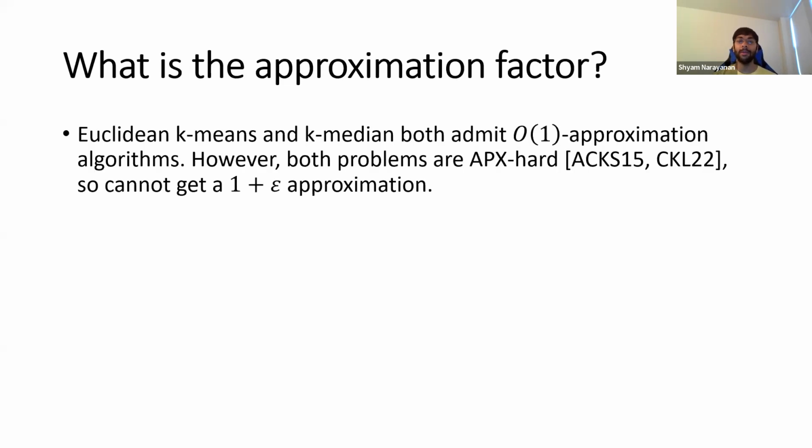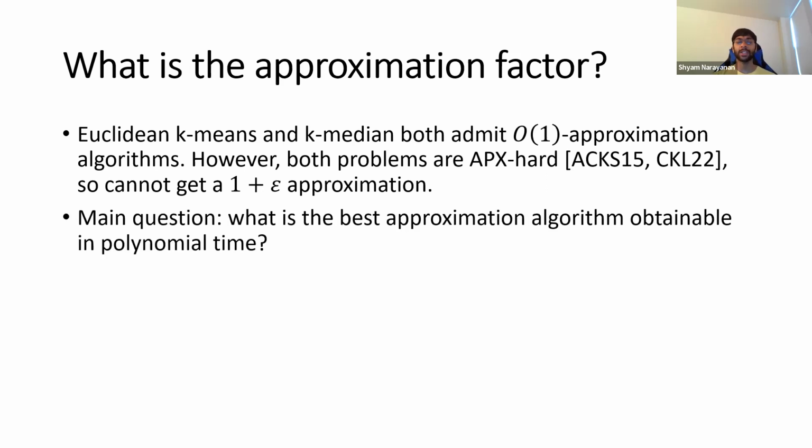So both Euclidean k-means and k-median are known to admit O(1) approximation algorithms. However, they are APX-hard, which means that you can't get a 1 plus epsilon approximation algorithm for some reasonably small constant epsilon. So the main question that we're interested in is: what is the best approximation algorithm that we can obtain in polynomial time?